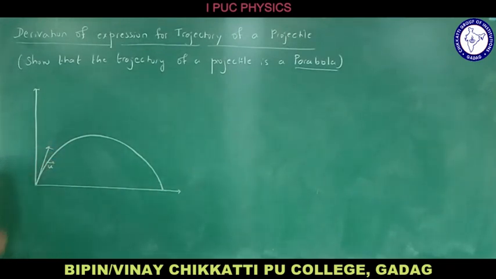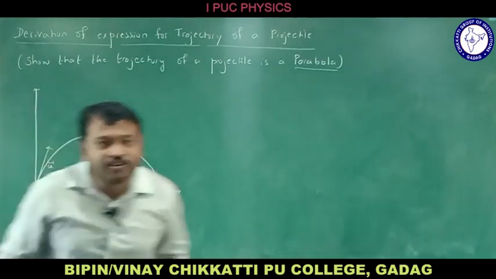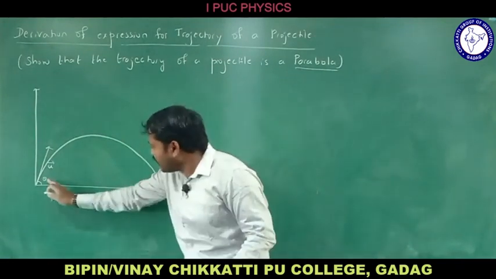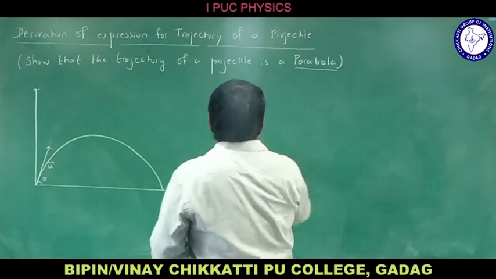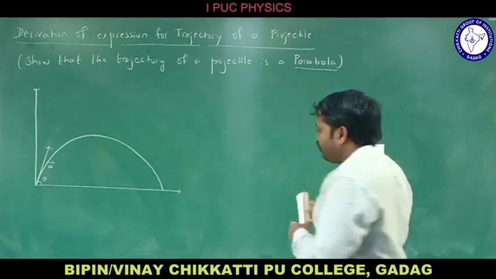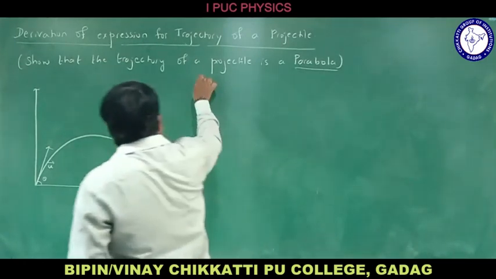Let me take it as u, right? This is the initial velocity, and what is this angle? This angle is called the angle of projection. Let me take it as the angle of projection, that is theta.